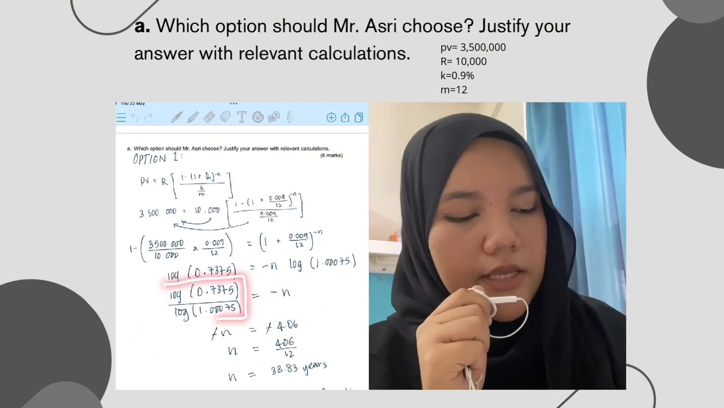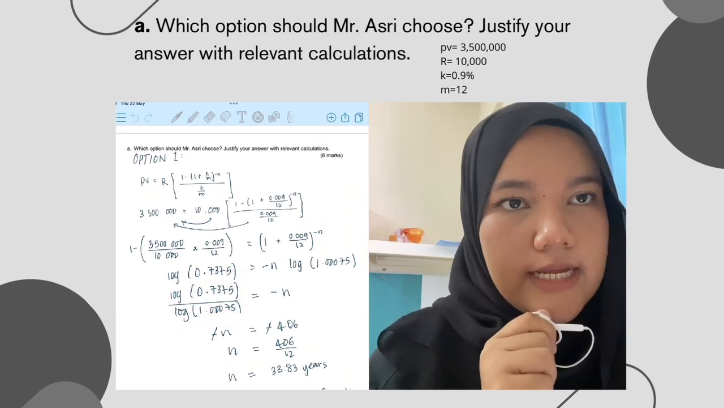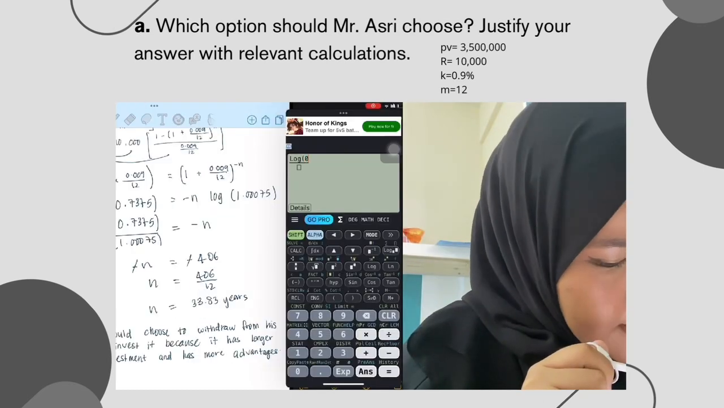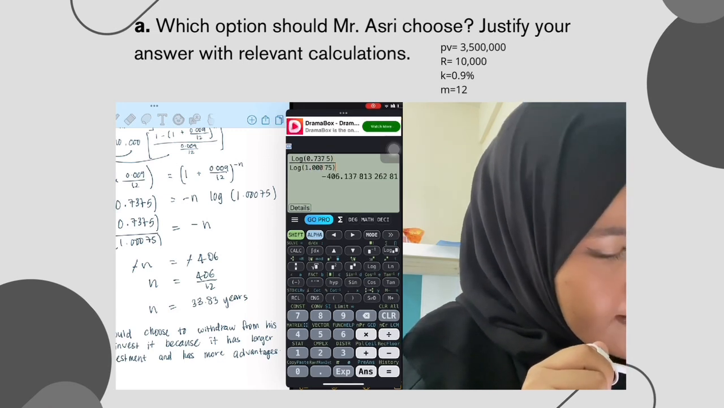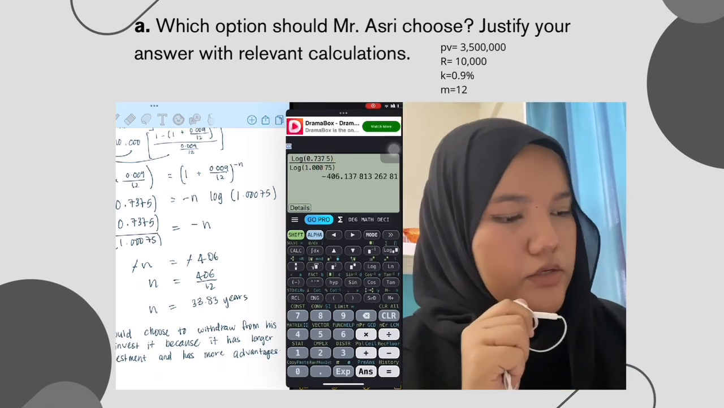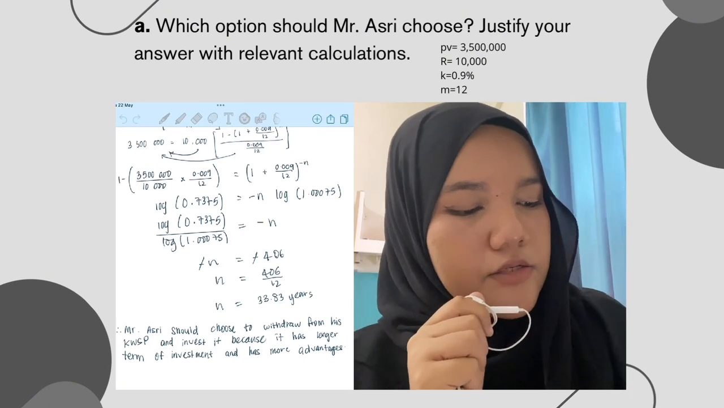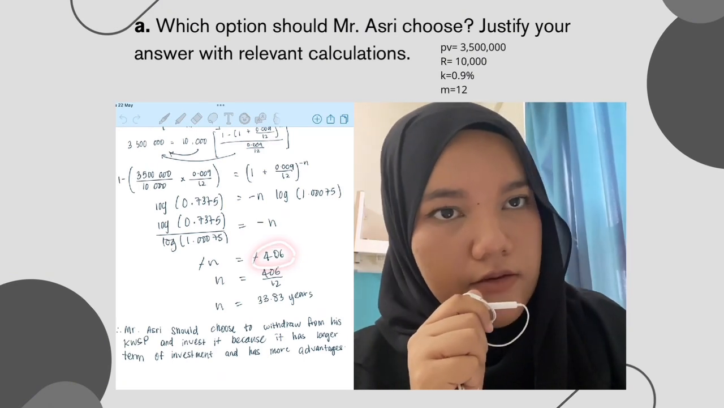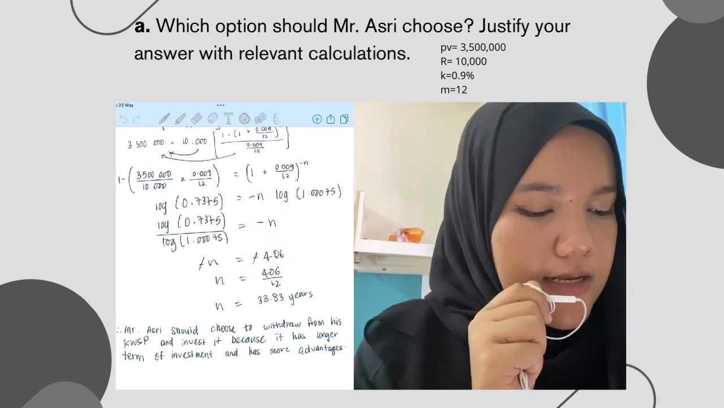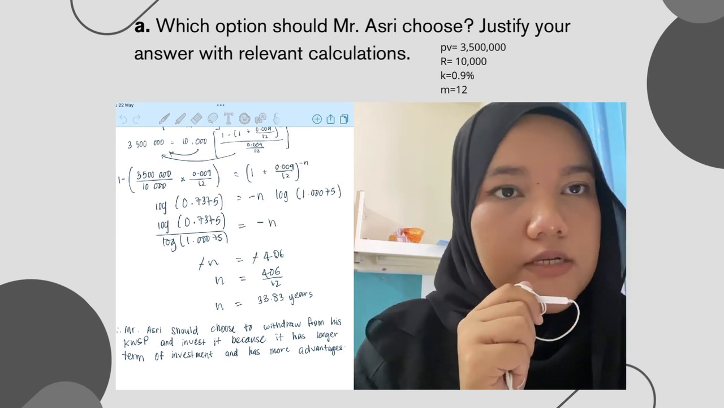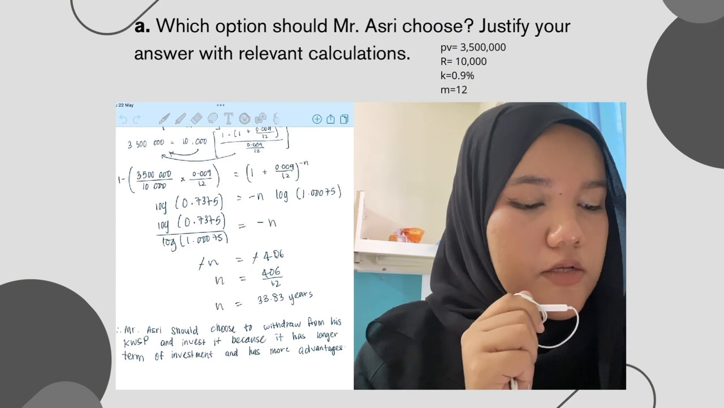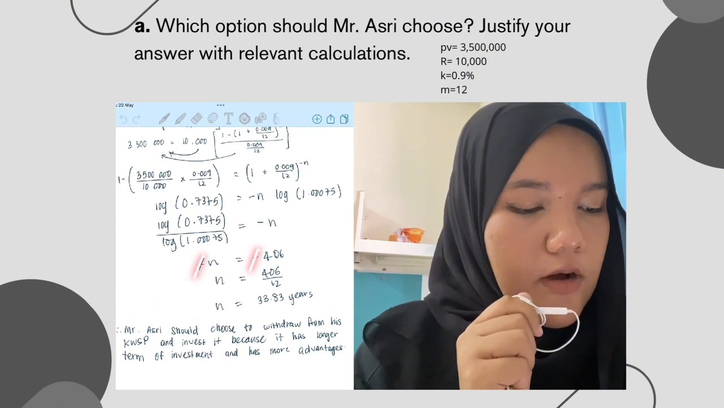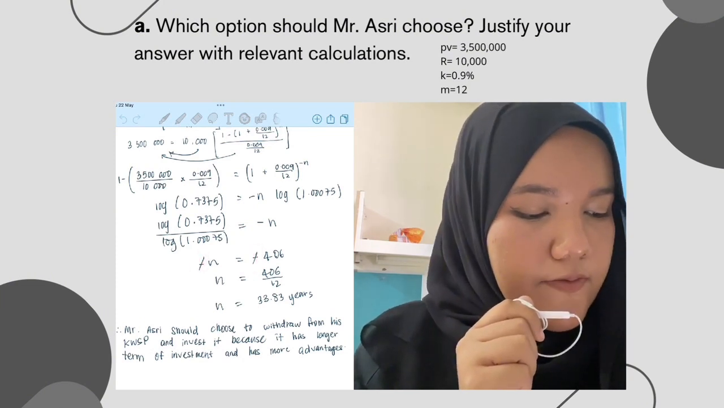When we put this in the calculator, it becomes negative log 0.7375 divided by log 1.00075. You will get negative 406. So we only need to get the first 3 digits of the decimal. So you will get negative n equals to negative 406. But we don't want the negative. We want positive value. So we just scrape off the negative and we will get n equals to 406.